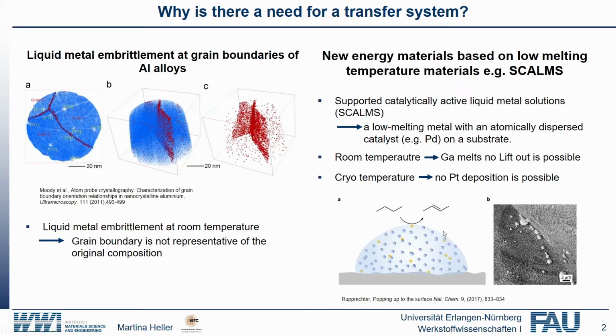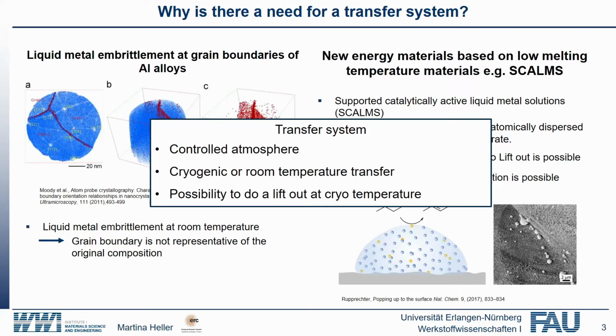When you want to investigate these systems further, you maybe want to do a lift-out, but the gallium melts at room temperature. But at cryo temperatures, you can't deposit some platinum on your sample. So you face some problems. So you need a transfer system with a controlled atmosphere. You can do cryogenic or room temperature transfers with this system, and maybe you also want to have the possibility to do a lift-out at cryo temperatures.